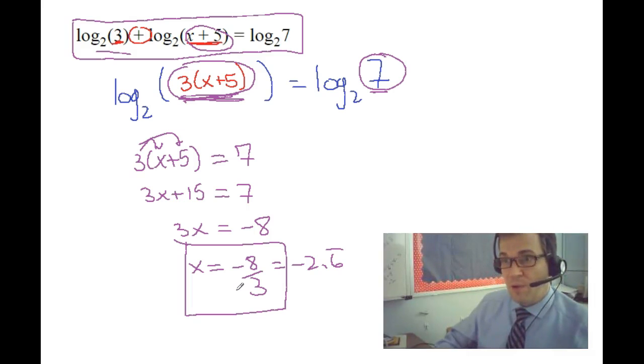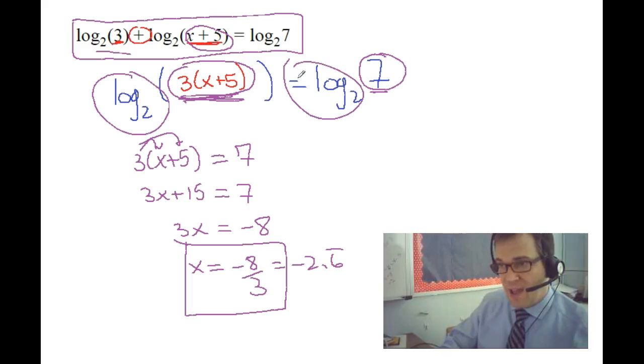So quick recap, the goal is to get one log expression on each side. Once you have that happening, set those insides equal, and you go from there. Good luck.